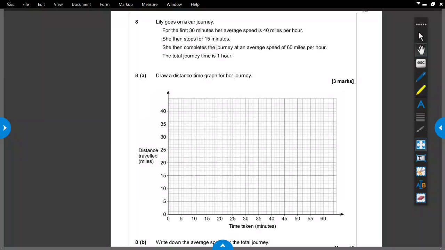Let's break up this one into smaller steps and do it step by step. So for the first 30 minutes of her journey, her average speed was 40 miles per hour. Now we're doing distance against time. So after the first 30 minutes, that's going to take us to this point here. And going an average speed of 40, this is half an hour. We're going to go half of 40, which is going to give us 20.